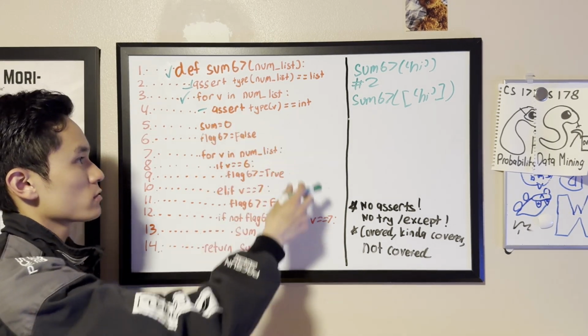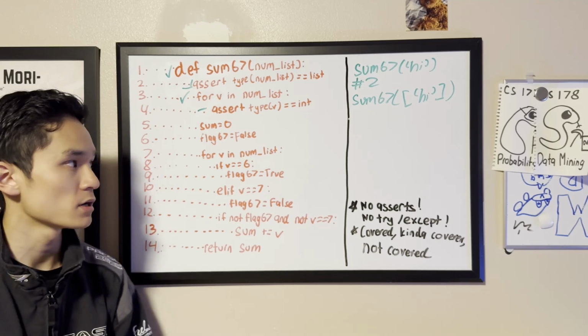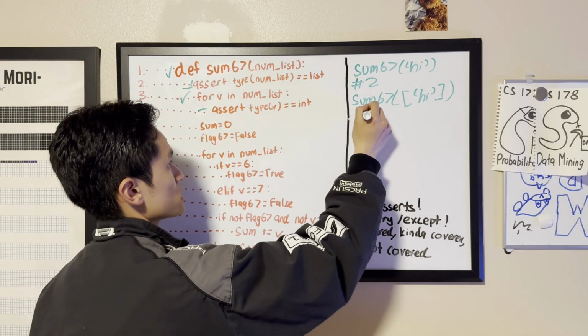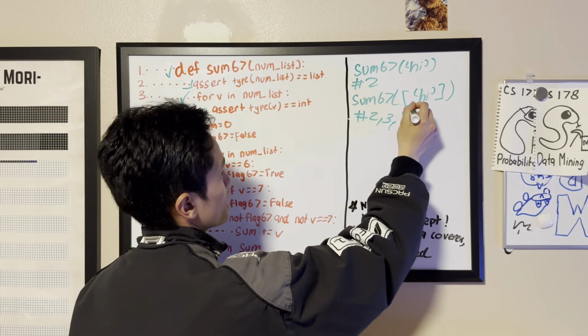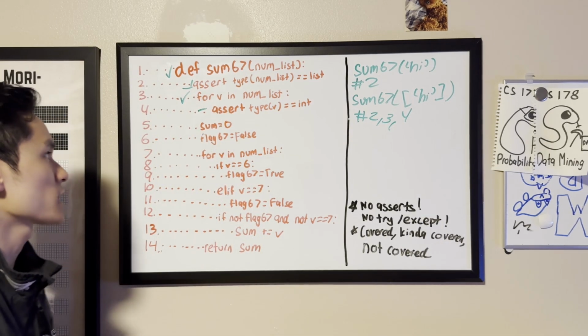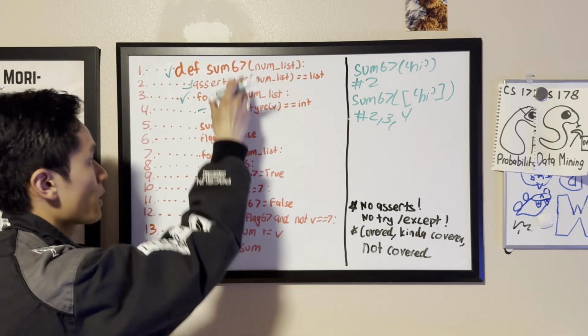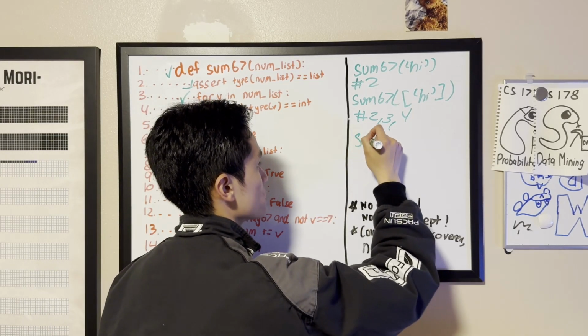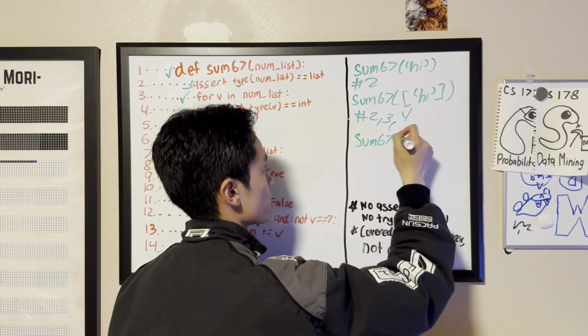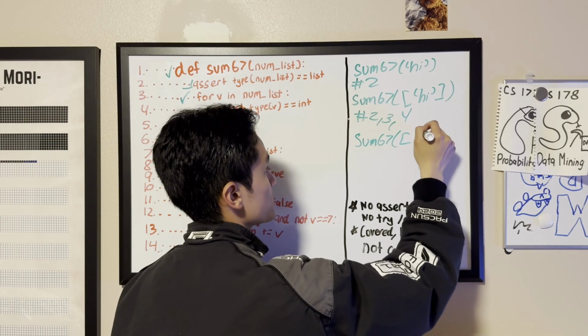So because we failed that, this guy's only partially covered. So let's say this guy passes through 2, 3, and kind of 4. So we'll actually give it a valid input now to pass through even more test cases. Our next input is going to be sum 67 bracket integer 5.